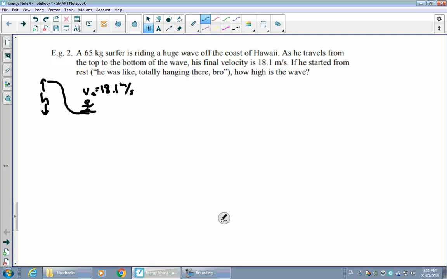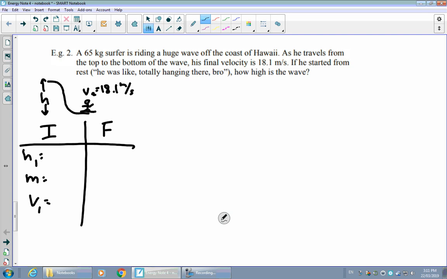From here then, we can set up our initial and our final variables. And you don't even need to write the words initial and final if you don't want. You can just write I and F from now on. So remember, initially we call those variables h1 for the initial height, m will be for mass, and v1 will be our initial velocity. Then we have h2, m, and v2.